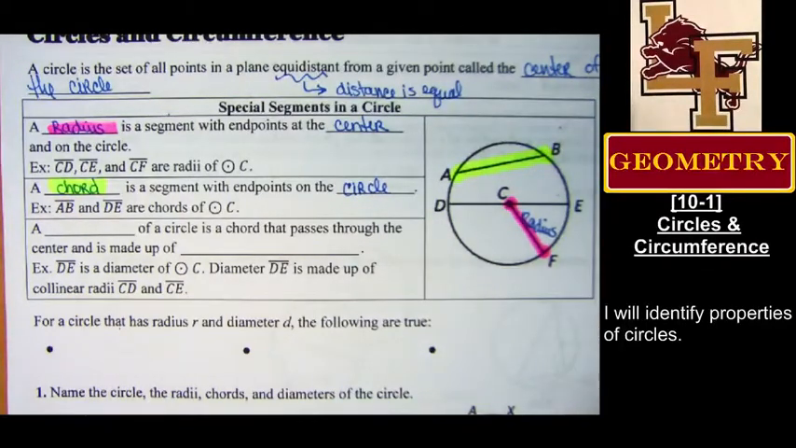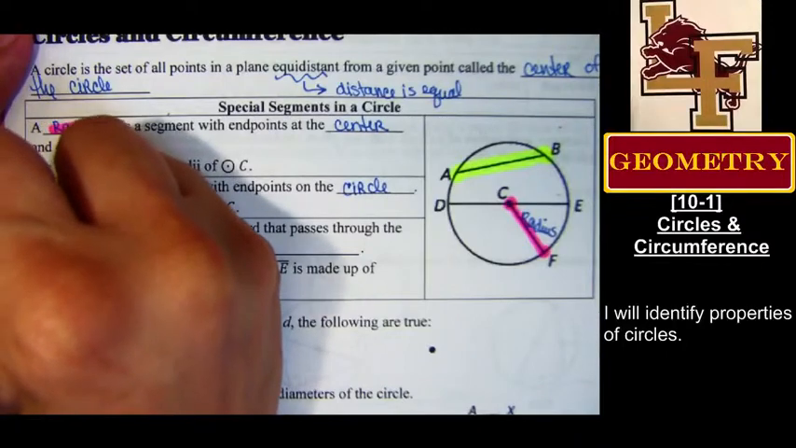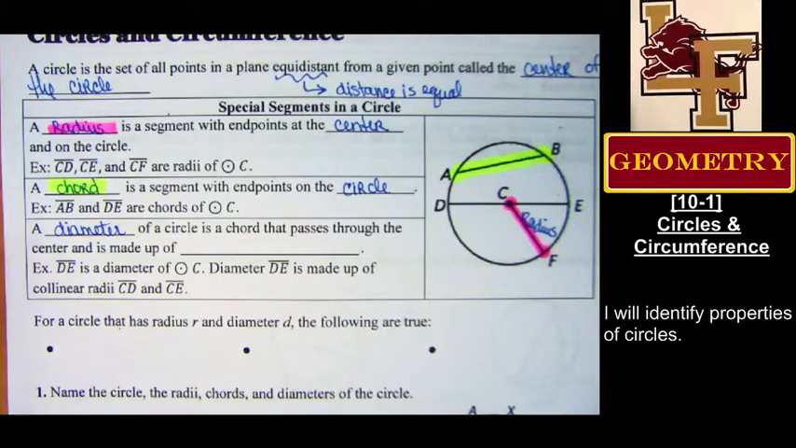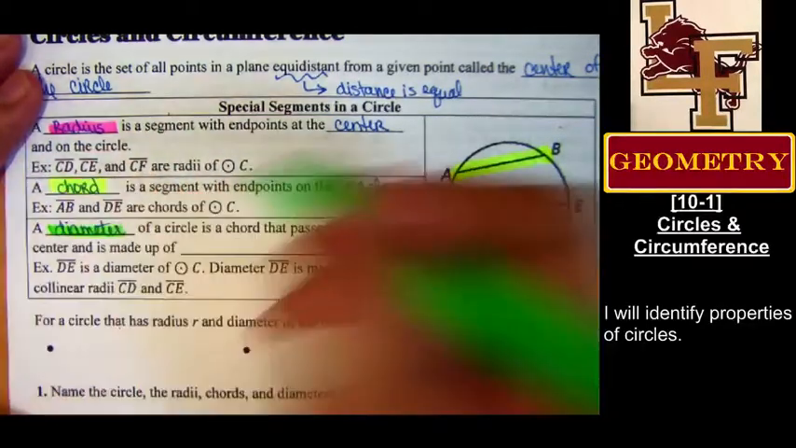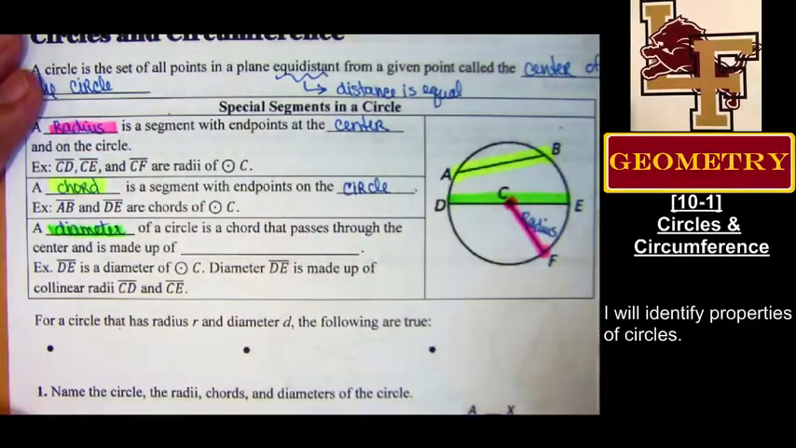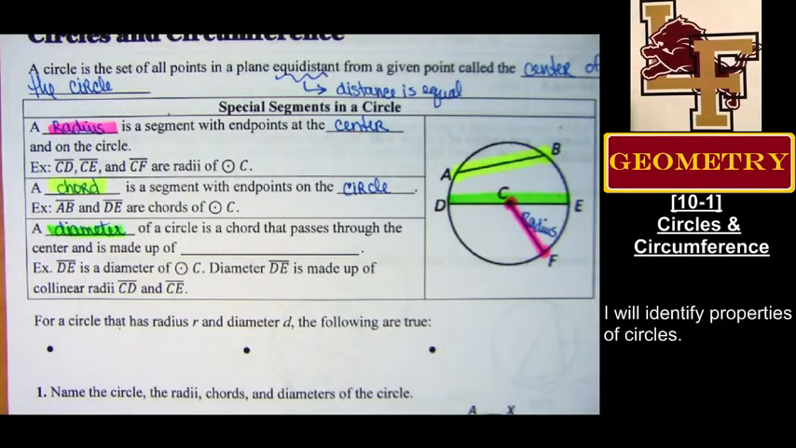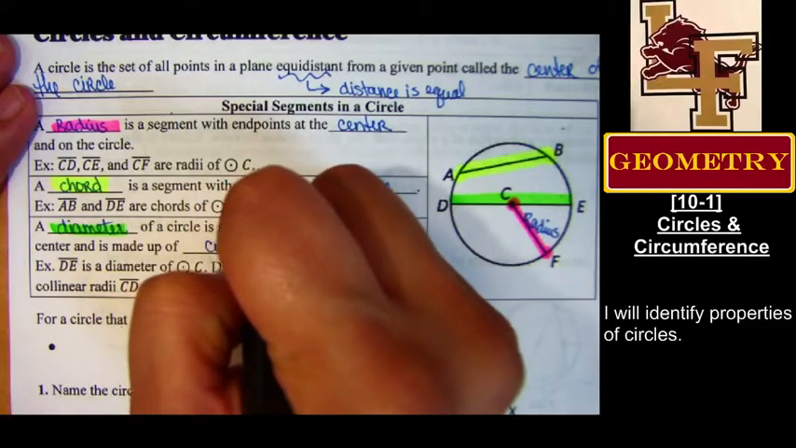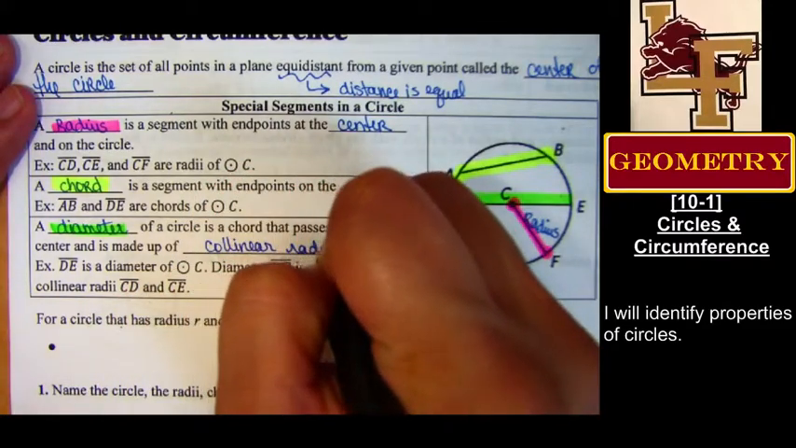Except DE goes through the center. Do you see it? And when it goes to the center, not only is it a chord, it's also a diameter. And this is probably the other segment in a circle that you were familiar with. A diameter is just a chord, starts and stops on the circle, but it has to go through the center. Diameters are made up of things called collinear radii.